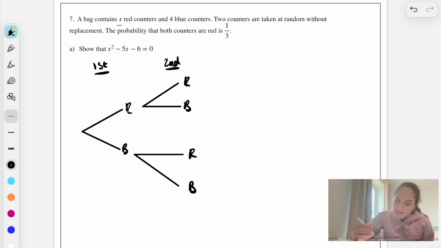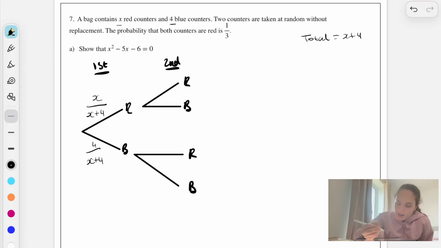So there are x red counters to begin with and 4 blue counters. So therefore in total, we're going to have x plus 4 counters. So the probability that the first counter is red is going to be x over x plus 4. The probability that the first counter is blue, because there were 4 originally, that's going to be 4 over x plus 4.